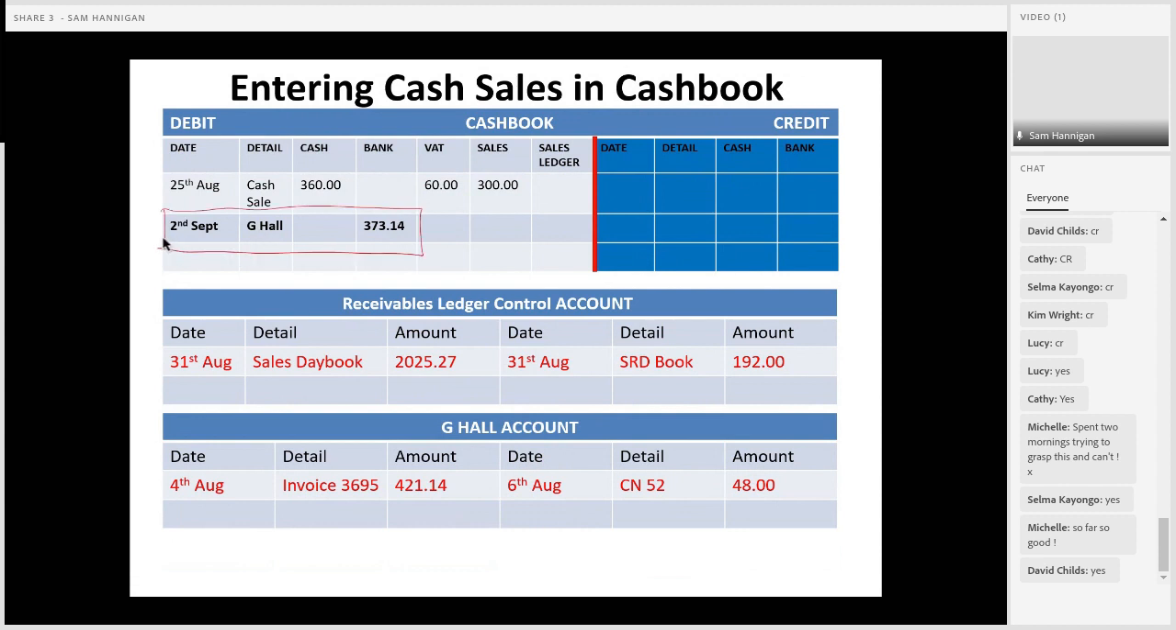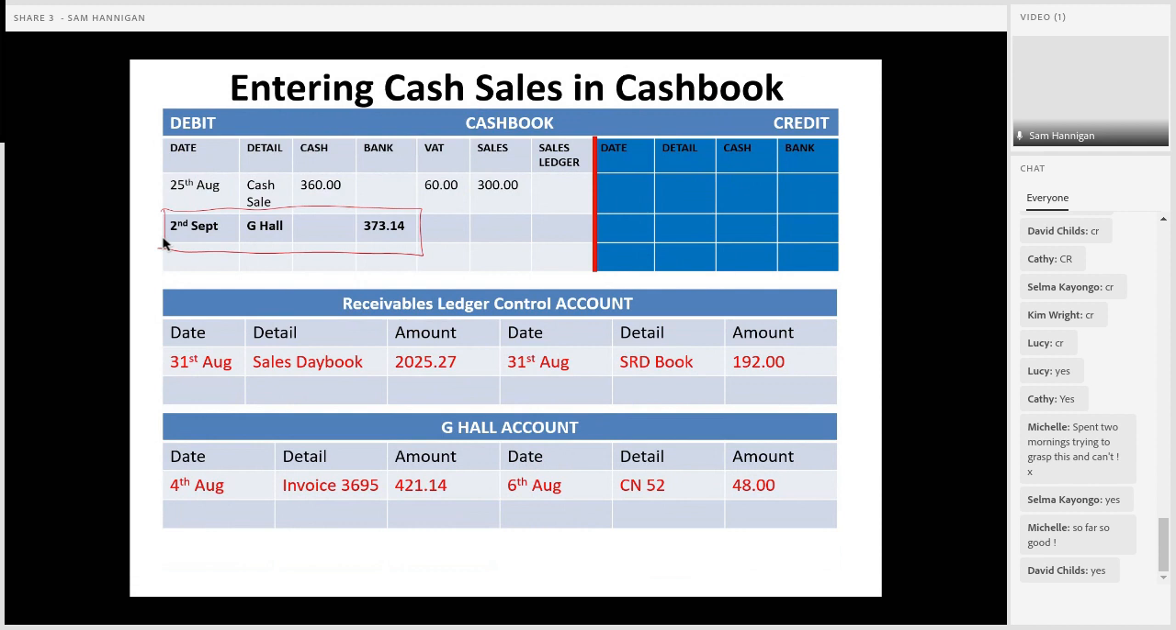G Hall. Well, if you remember back, G Hall was a debtor to us. He was a trade receivable. He owed us money, so he became an asset to us. Now, what he's done is we've sold him the goods. We've entered it into the sales day book. We've posted the sales. We've posted the VAT. And we posted those at the time that we completed the day book.